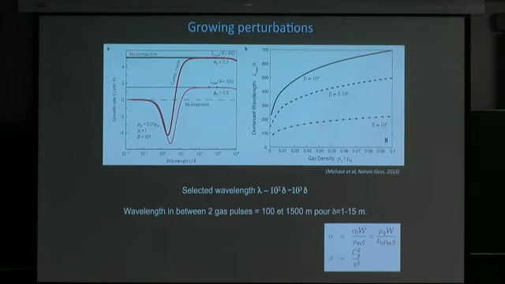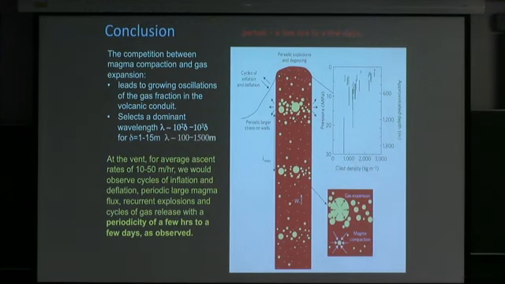And the Darcy velocity is much smaller than the ascent rate at these silicic volcanoes. So in the end, the periodic arrival of a gas pulse at the surface is just the wavelength divided by the ascent rate. And for a characteristic ascent rate between 10 and 15 meters per hour at Montserrat, this gives a period of a few hours to a few days, as observed.